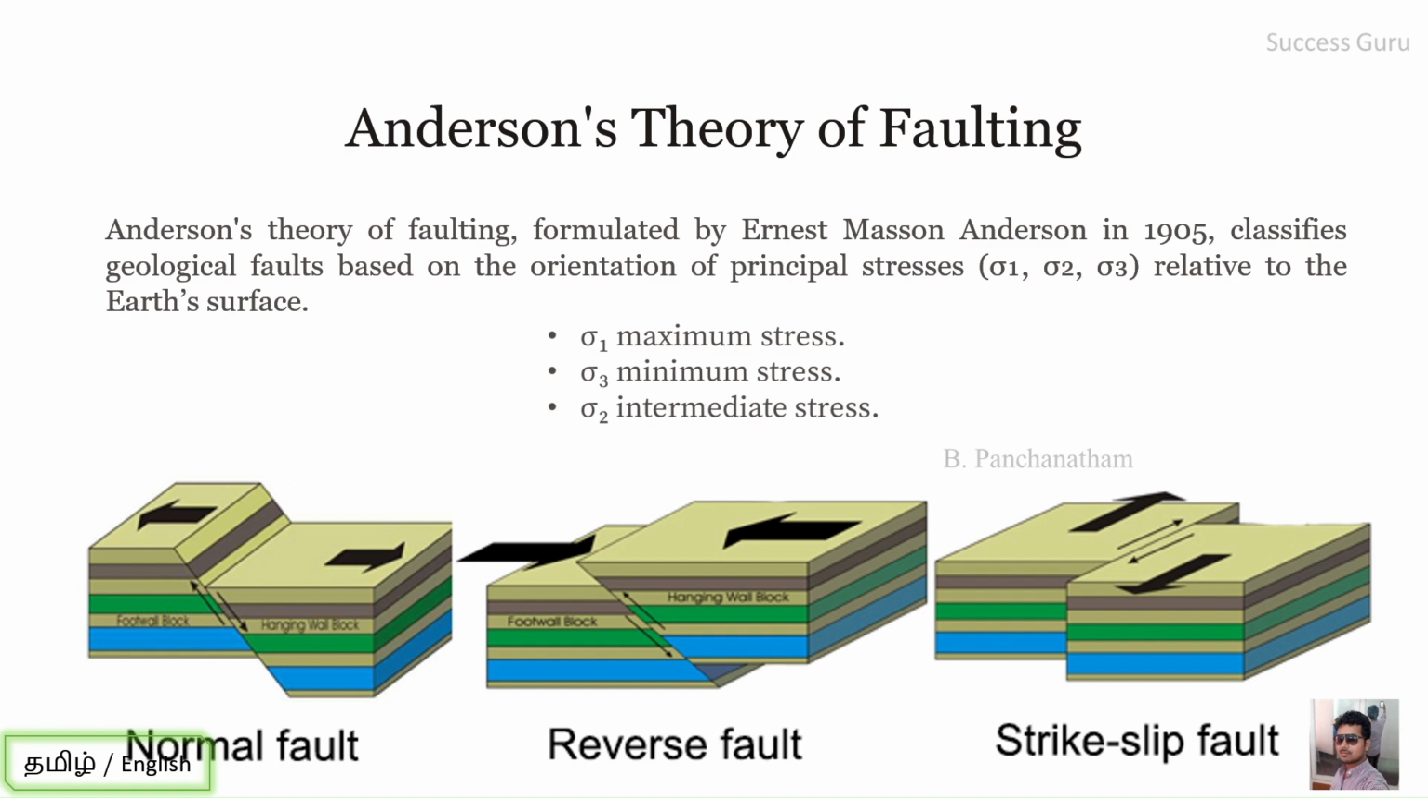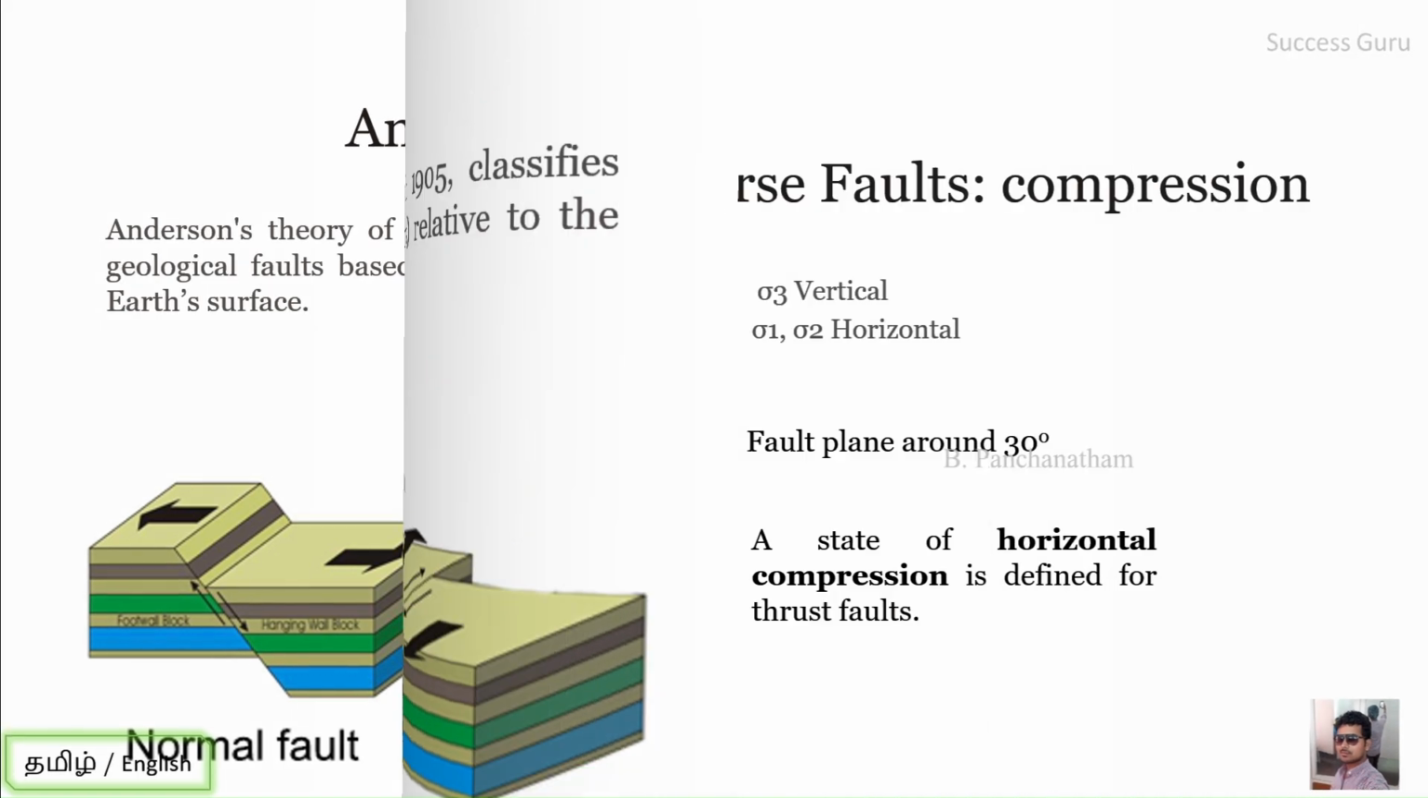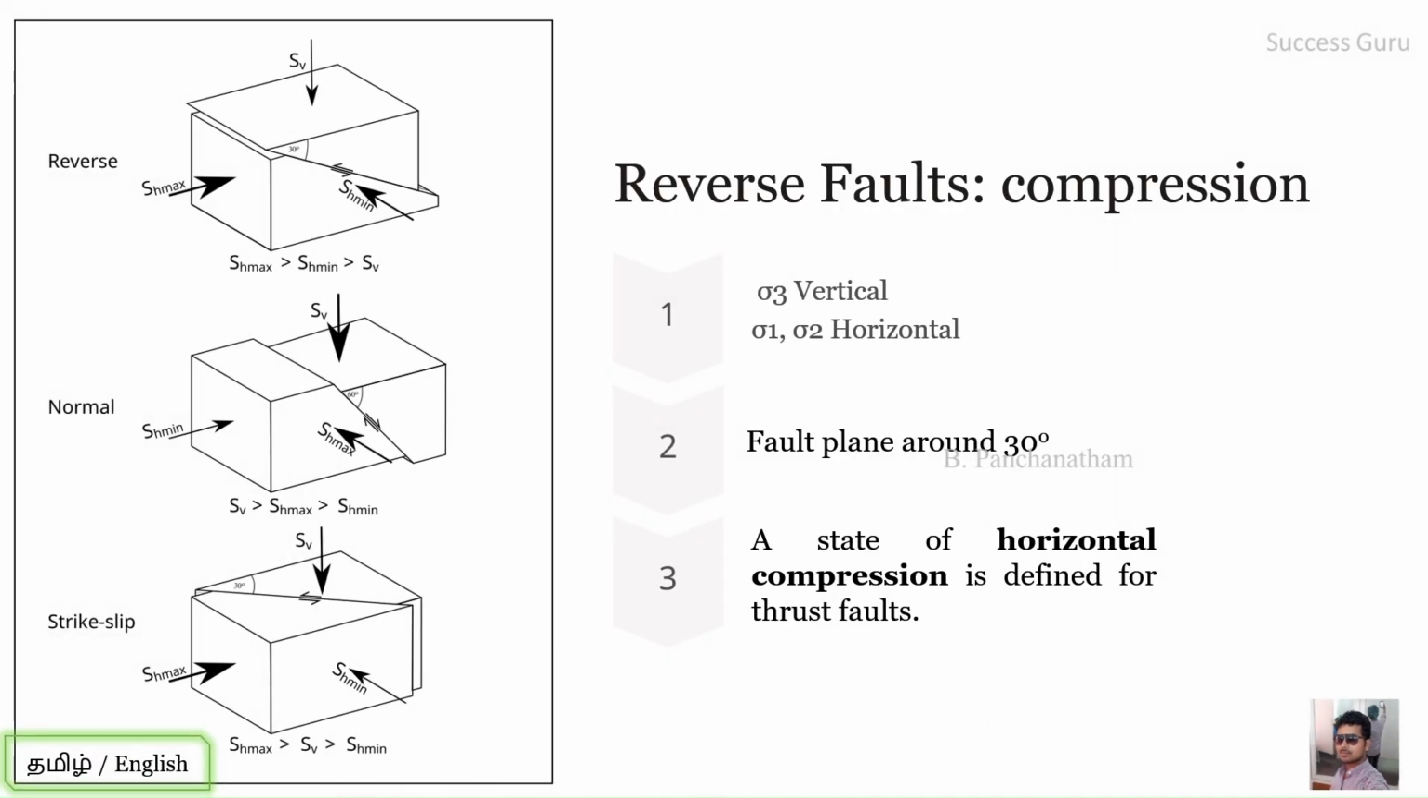The reason is that when a force is applied in one direction, the resultant will be in the other direction, right? So the force applied will be sigma 1 and the resultant displacement could be parallel to sigma 3. That is the generalized idea. Let us try to link these three directions to fault classification. So what is a reverse fault according to Anderson's theory of faulting?